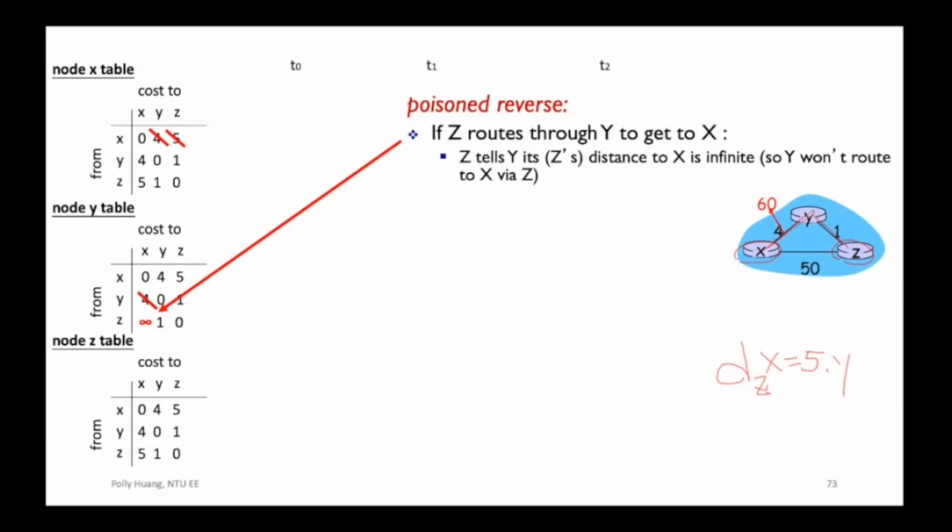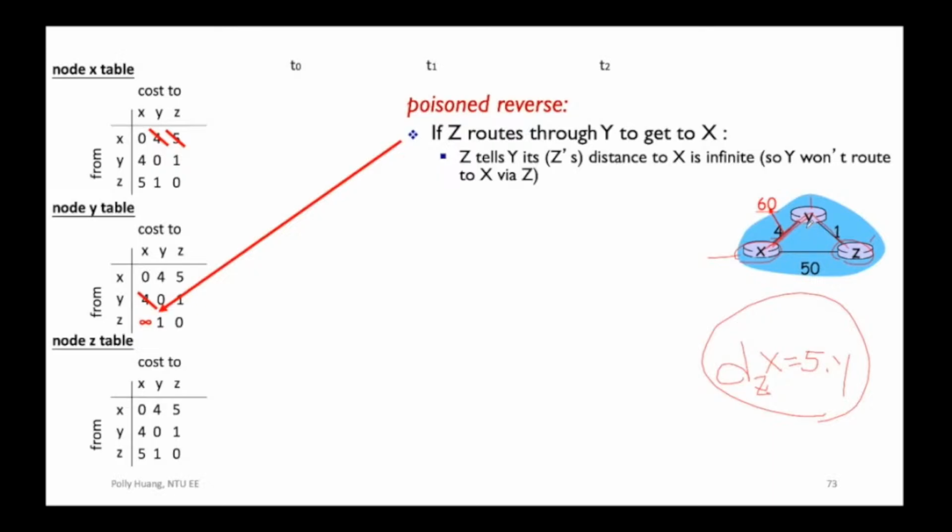So the shortest distance from Z to X is 5, and the next hop router is Y. Now, the cost of link XY changes from 4 to 60. X and Y, these two routers connected to the link, will be able to discover the link cost change, but Z, being farther away, couldn't. As a result, Z will be telling Y, hey, this is the shortest distance from me to X.